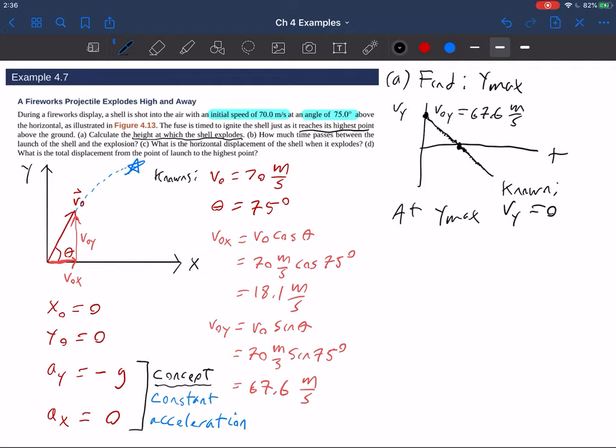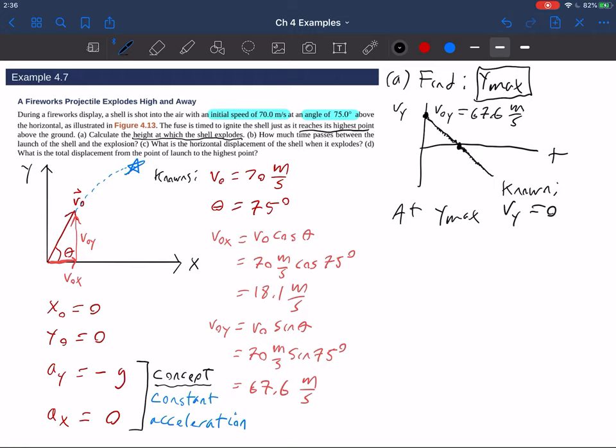That leads us to our four constant acceleration equations. Of those four equations, we try to find one that has one unknown and everything else known. In this case, we want an equation that has y in it, because we want to solve for y max, but we want everything else to be known. And we don't know anything about the time at this point, so we have to ignore all the equations that involve time.